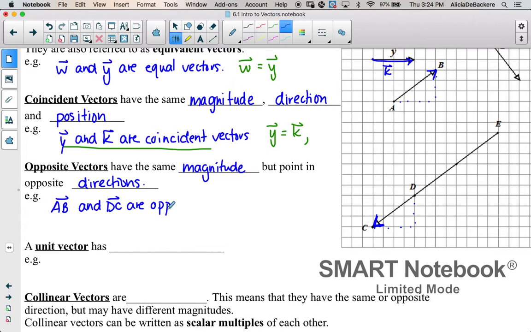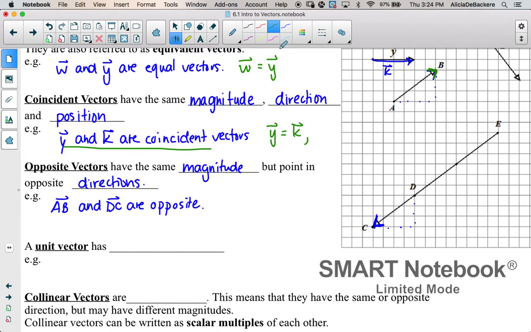Notice that when I name my vectors, the end of the vector where the head is always comes second, and the head of the arrow in the notation is above that letter. So when I say A to B, the arrow is above the B. And I would never write it backwards. This is not a thing that we do, writing the arrow backwards. I just have to put the head second and the tail first.